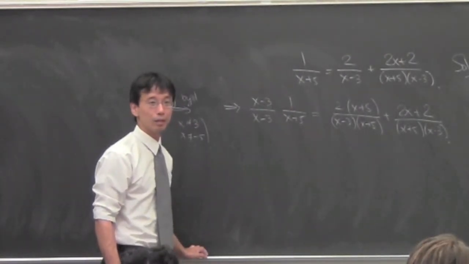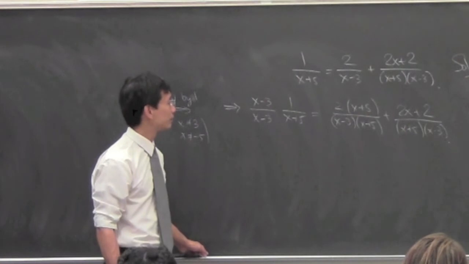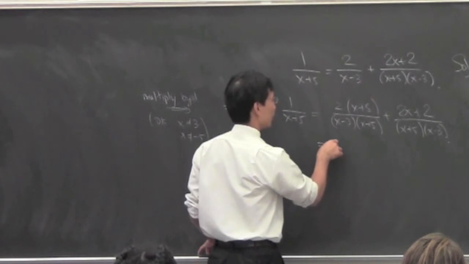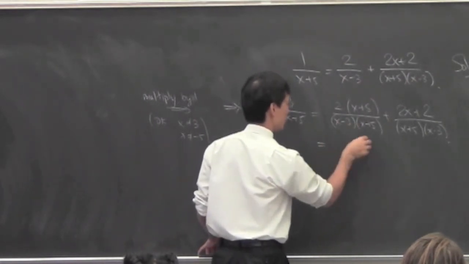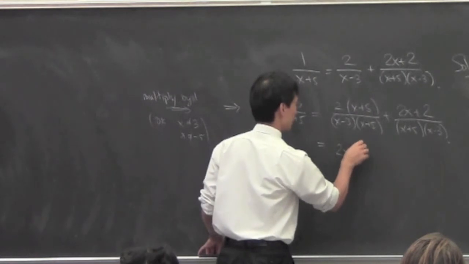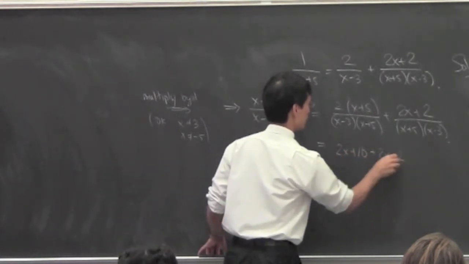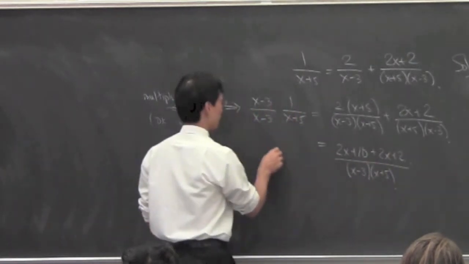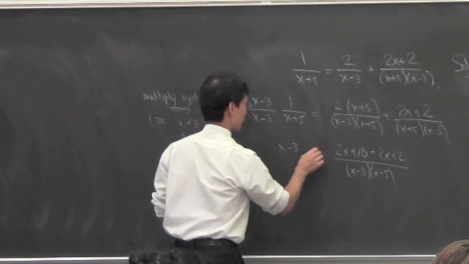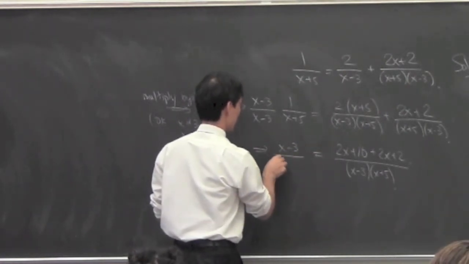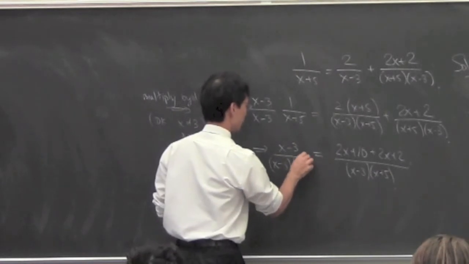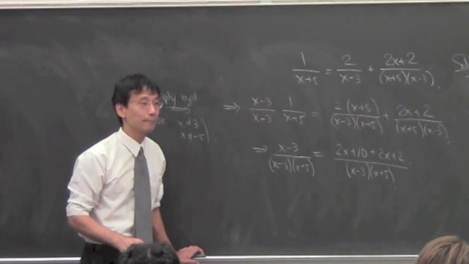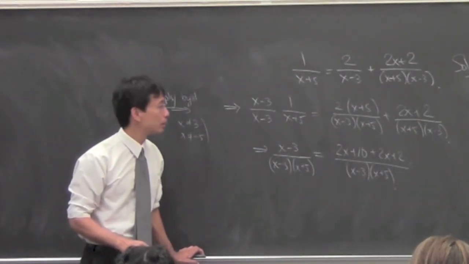Laura? You could add the two that are... So you have the same common denominator, so you have the 2 on the right side. Okay, so on the right side, we get this 2x plus 10 plus 2x plus 2, everything over x minus 3, x plus 5. And then on the left side, I get this x minus 3. Chandra? I'm sorry, should we go back to the second step?